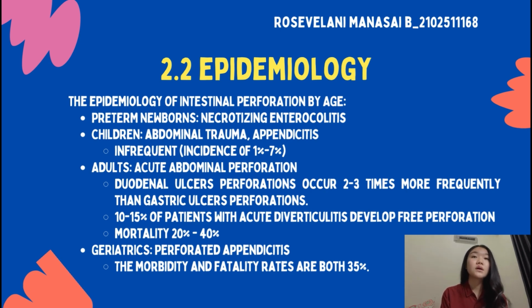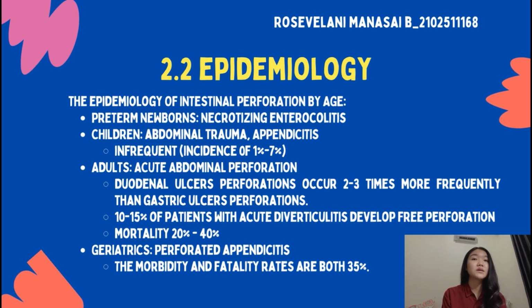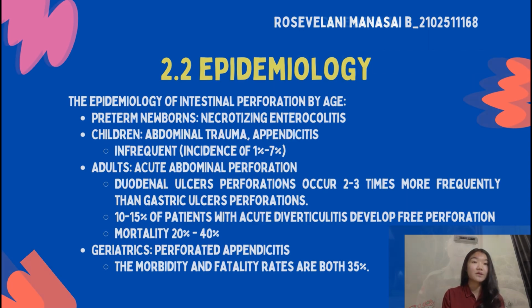Moreover, duodenal ulcer perforation occurs 2 to 3 times more frequently than gastric ulcer perforation. 10 to 15% of patients with acute diverticulitis develop perforation. The mortality for adults is 20% to 40%. In geriatric patients, perforated appendicitis is the most common cause, with the morbidity and fatality rates both being 35%. That's all from me. The presentation will be continued by my friend. Thank you for the opportunity.